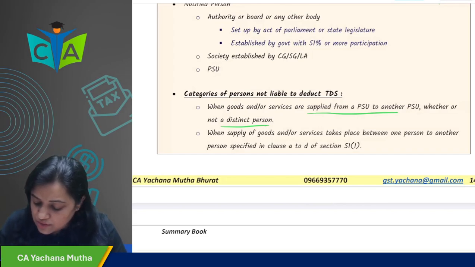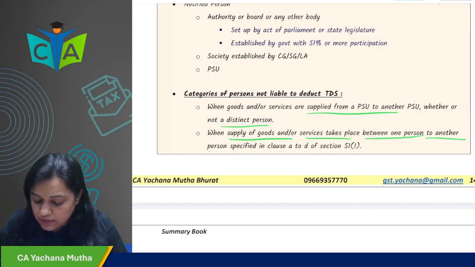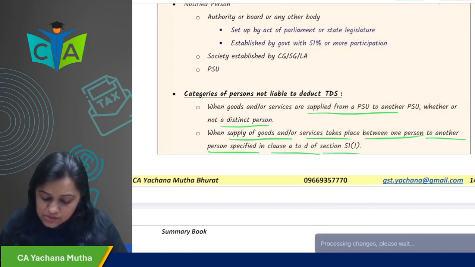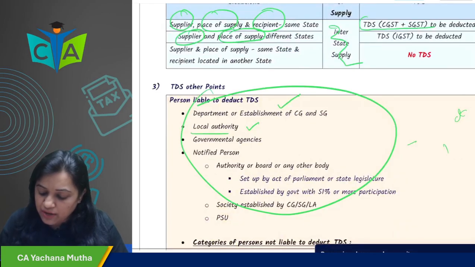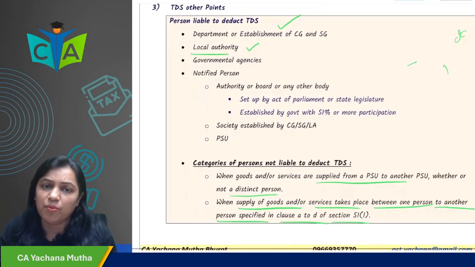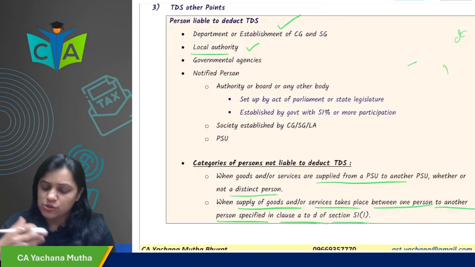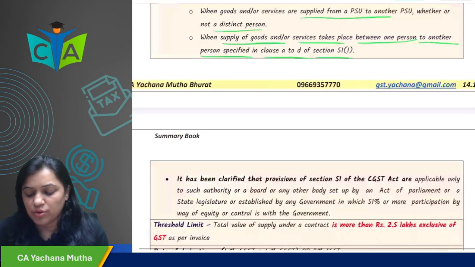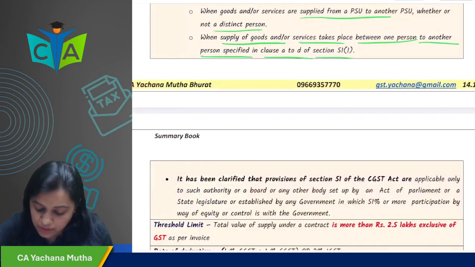When supply of goods or services takes place between persons specified in A to D, all these persons supplying to each other, for example a department or establishment of central government supplying to a department or establishment of central government or local authority, then also TDS is not deducted.